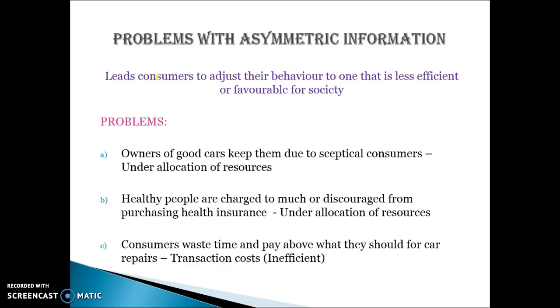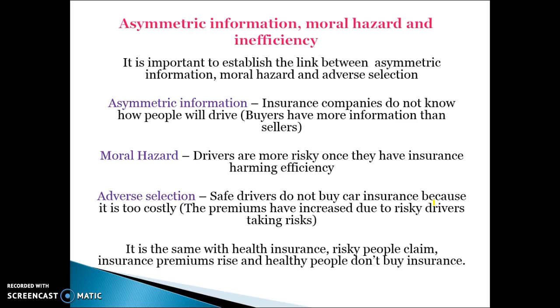Problems with asymmetric information, summing up from the last two videos. It leads to consumers adjusting their behaviour to one that is less efficient or favourable for society. So some problems with asymmetric information in general is it can lead to owners of good cars keeping them due to sceptical consumers. So you don't want to buy a second-hand car, so you just keep your existing car, which may not be in your best interest. Healthy people are charged too much or discouraged from purchasing health insurance. There's under-allocation of resources there. And consumers waste too much time when they're looking for things like car repairs because they know a lot of them will overcharge them.